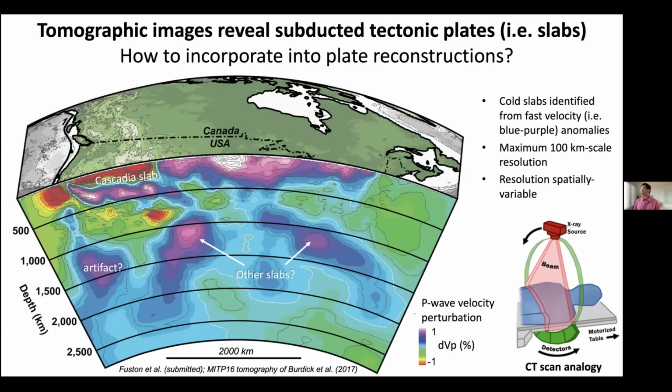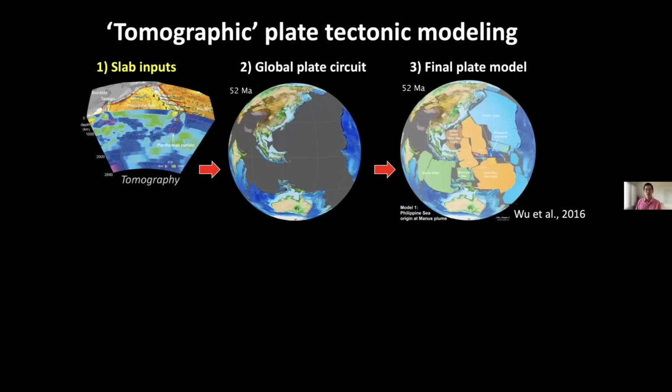The resolution, importantly, is spatially variable, and it's very difficult to pin down the actual resolution. It's no better than 100 kilometers scale, and probably a lot less than that. But over here, you can see where we have the presently subducting Cascadia slab. It does show up, at least part of it, as a fast seismic anomaly. We can also see the faster parts of the North American craton here. But how do we incorporate these types of constraints into plate tectonic reconstruction?